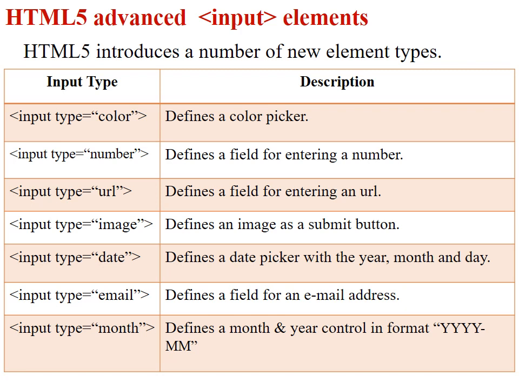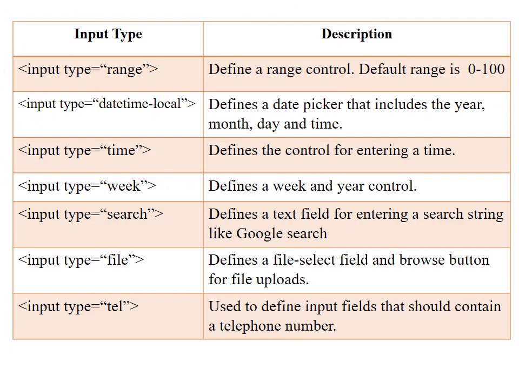Next control, input type equal to email, defines a field for an email address. Next control, input type equal to month, defines a month and year control in the format YY, MM. Next control, input type equal to range, defines a range control. Default range is 0 to 100. Next control, input type equal to datetime-local, defines a date picker that includes the year, month, day and time. Next control, input type equal to time, defines the control for entering a time.